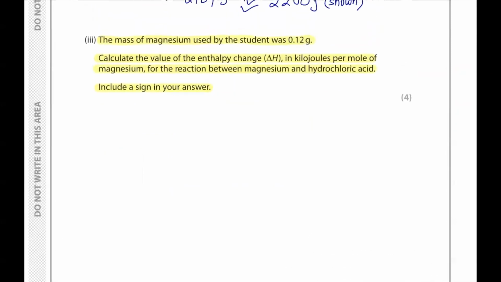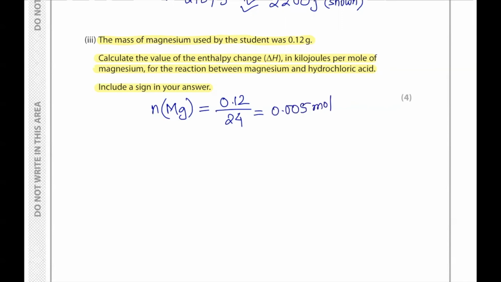So, since we know the mass of the magnesium used, we'll try to find the number of moles of magnesium that was used in the experiment. So 0.12 divided by 24. We'll divide it by the relative atomic mass. And we get the moles, 0.005 moles.